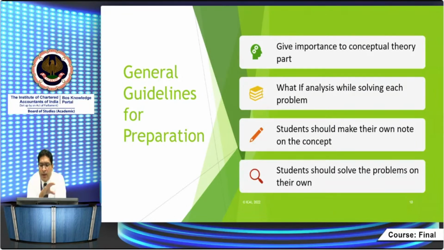Next, what if analysis while solving each problem? Whenever you try to solve a particular question, you have to think in a broad manner. Suppose in that case, what will happen? आपको सोचना होगा कि अगर ये केस ऐसे होगा तो क्या करेंगे, ये अगर ऐसा हो गया तो क्या करेंगे. There may be n number of scenarios.